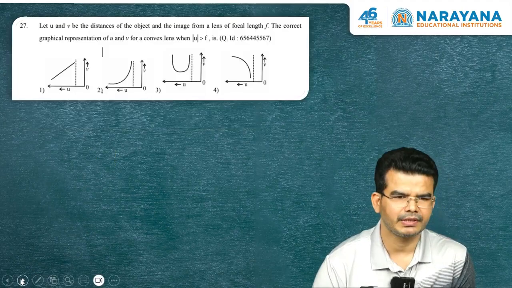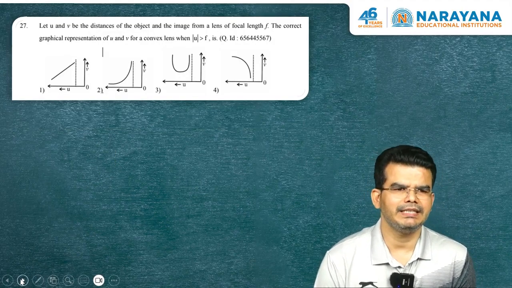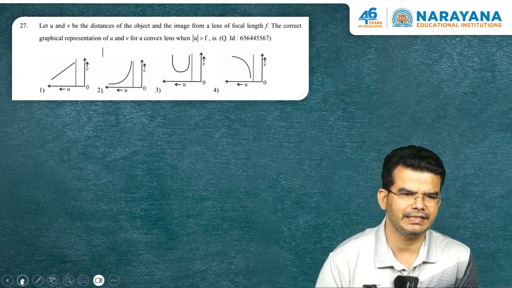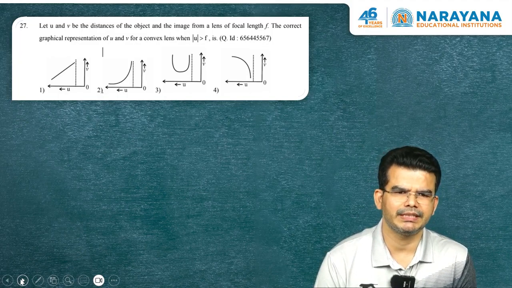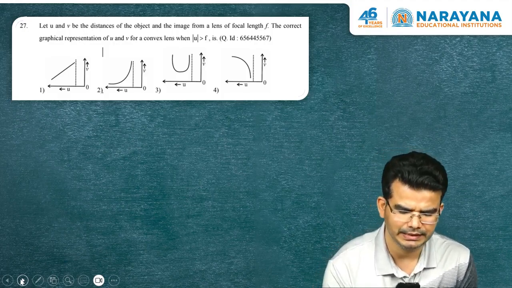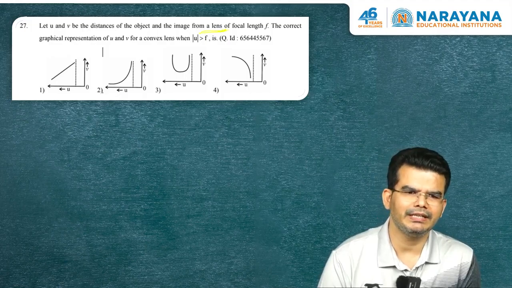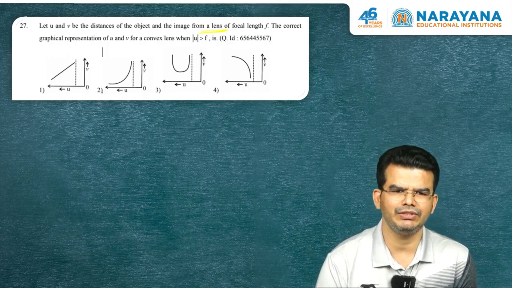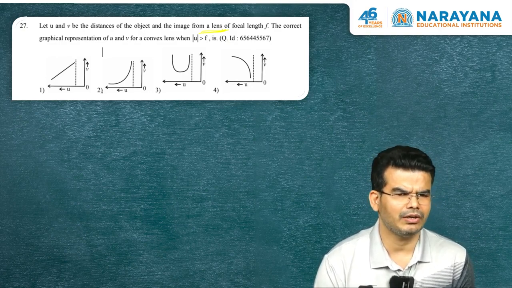Okay. Let's move to the next one. Here we have a graph of u versus v. Let's read the problem formally. Let u and v be the distances of the object and the image from a lens of focal length f. First of all, it is a lens, so we should highlight that. The correct graphical representation of u versus v for a convex lens. Obviously they have said u greater than f, which means they are talking about real images.